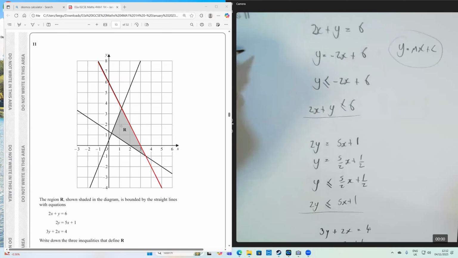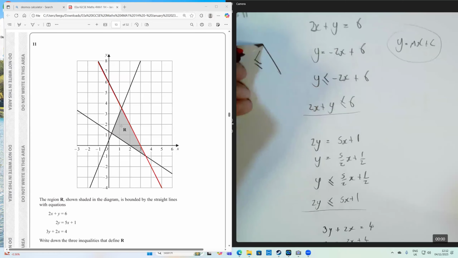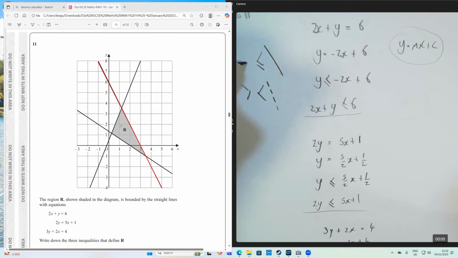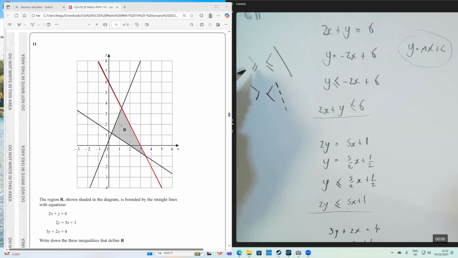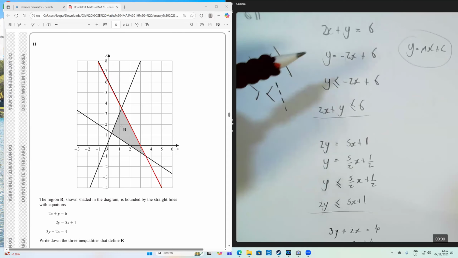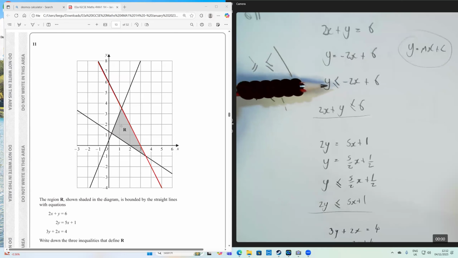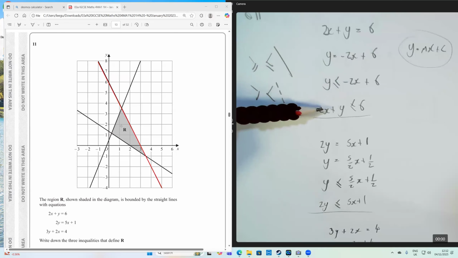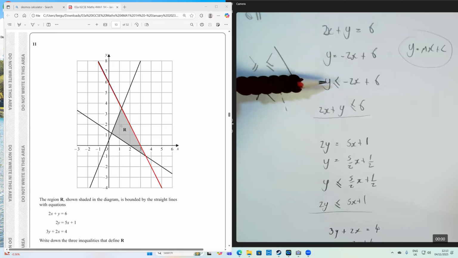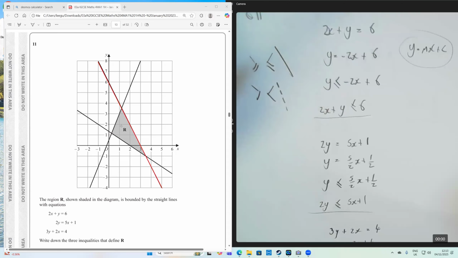Notice it's less than or equal to because we have a solid line. Remember, when we have a less than, or indeed a greater than, we have a dotted line. But here we have a solid line, so it's going to be less than or equal to, because the y values are less than the line in the shaded region R. So then all I did is finally rearrange it back into the format of the question, okay? So that means that I've got 2x add y is less than or equal to 6. So I started off with that, changed it into y equals mx plus c, got my inequality, and then rearranged it back into the format that it should have been. Okay, that's the first line done.